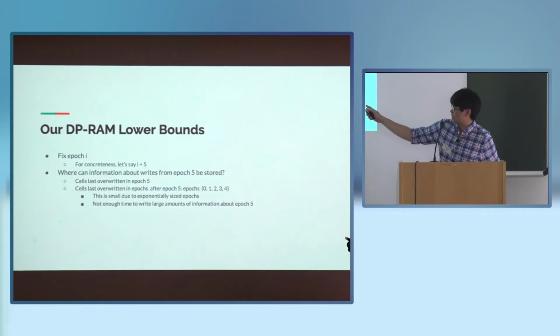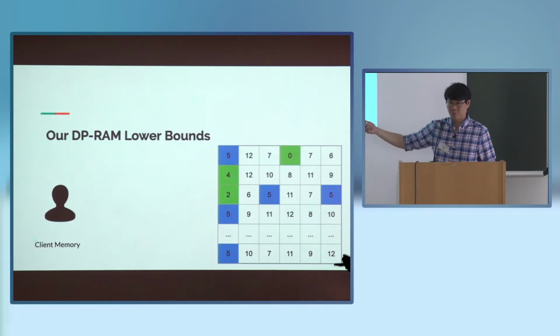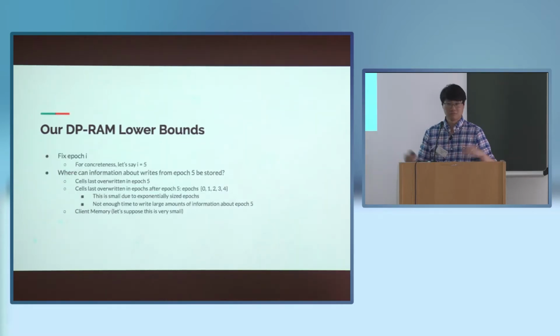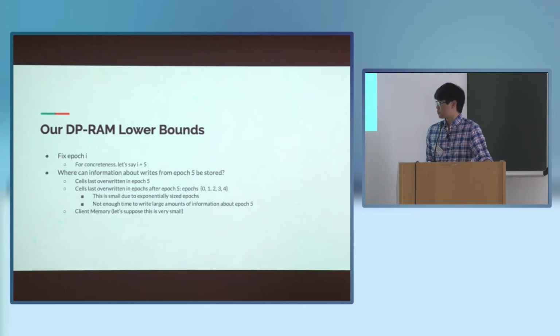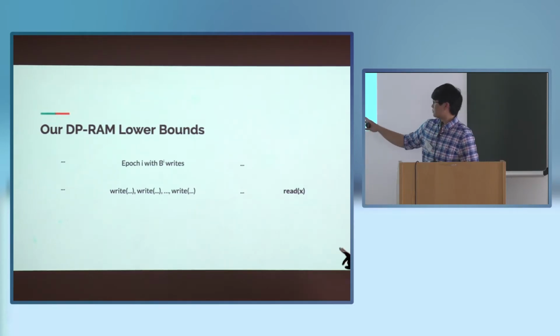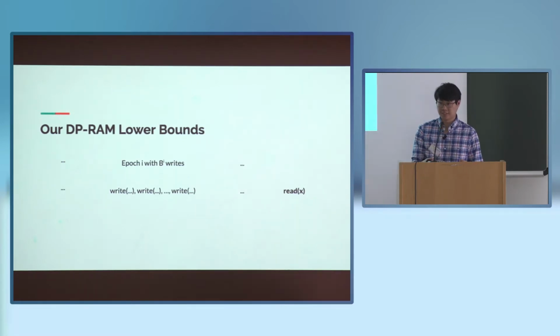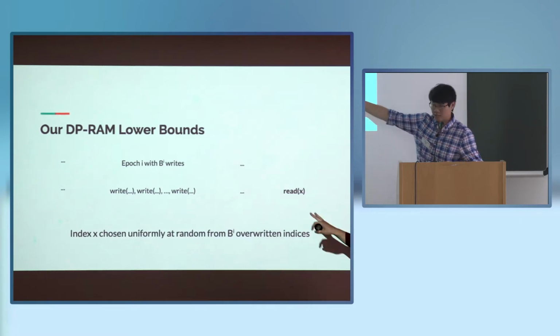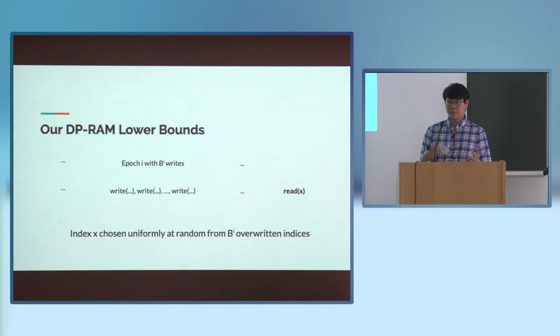Where was I? Okay, I was saying the future epochs don't contain much information. And finally, there's also this client memory issue, but let's suppose it's small. For convenience, let's suppose it just holds a key that's independent of the data set. Now I'm going to do a read. I'm going to look at a specific access sequence, where I define read x, where x is chosen uniformly at random from all of the b to the i overwritten indices in epoch i.